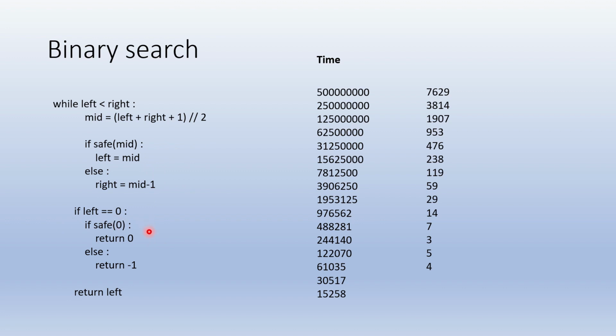Finally, if left is equal to 0, it is not checking value 0. So if safe of 0 is true, return 0, else return minus 1. That's all.